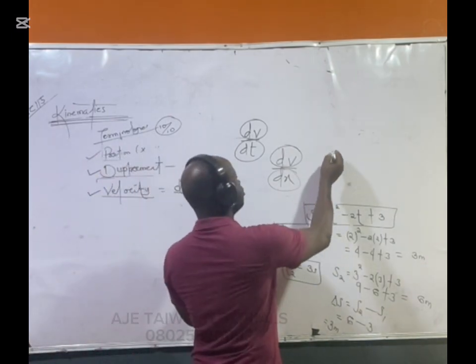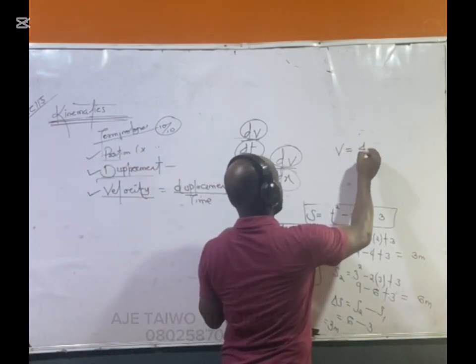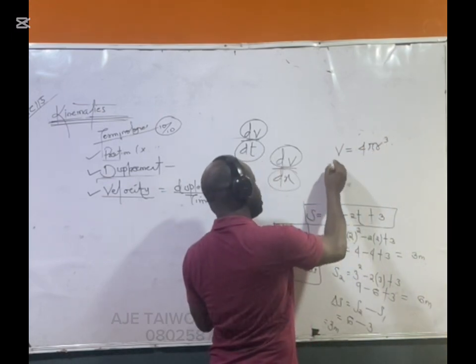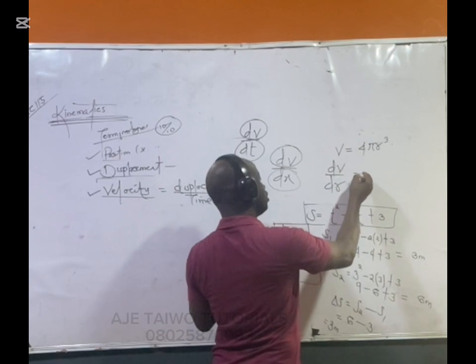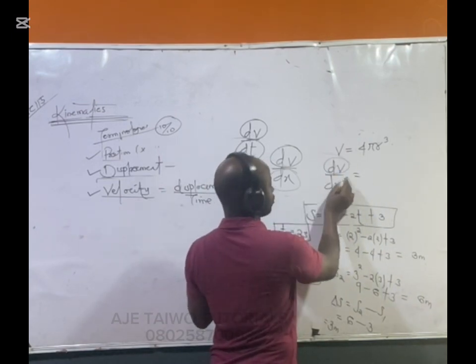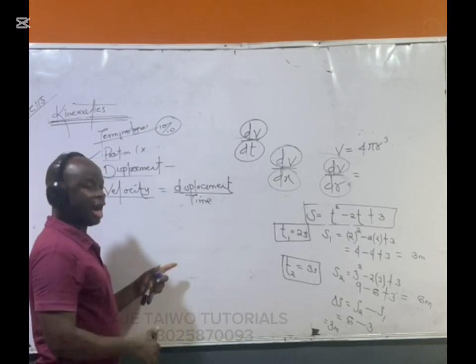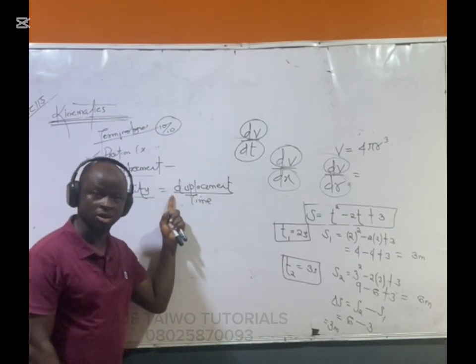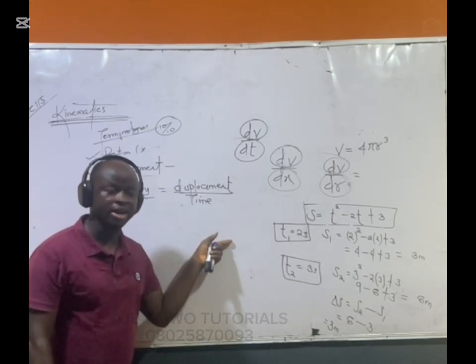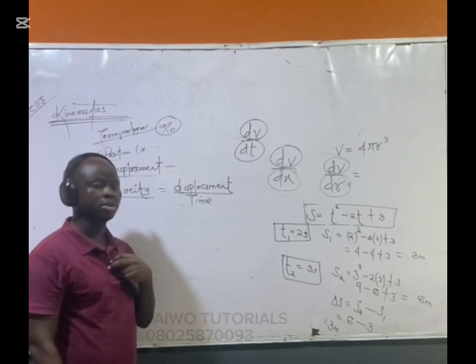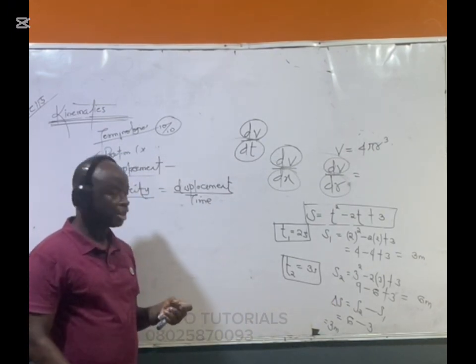If I give you the volume of a cell as 4/3 pi r cubed, I can find dV/dr. This is the rate of change of volume with respect to radius. I'm saying this because when I said rate of change of position to time, some will say rate already means time. No. Rate doesn't mean time only. Rate means many things. Good.